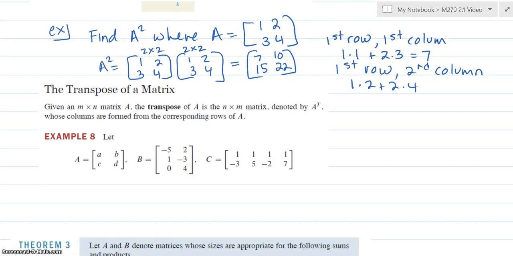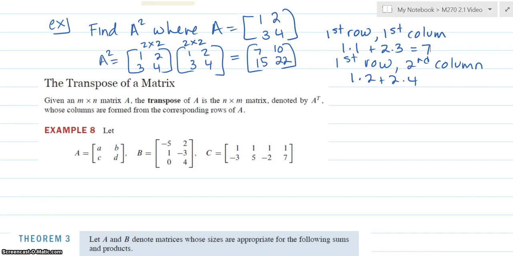The transpose of a matrix. Sometimes we'll need the transpose. Given an n by n matrix A, the transpose of A is the n by n matrix where you flip it. The rows are the columns and the columns are the rows, denoted by A sub t. So in example 8, what is A sub t? That becomes AB. The rows become the columns. CD. And the columns become the rows.